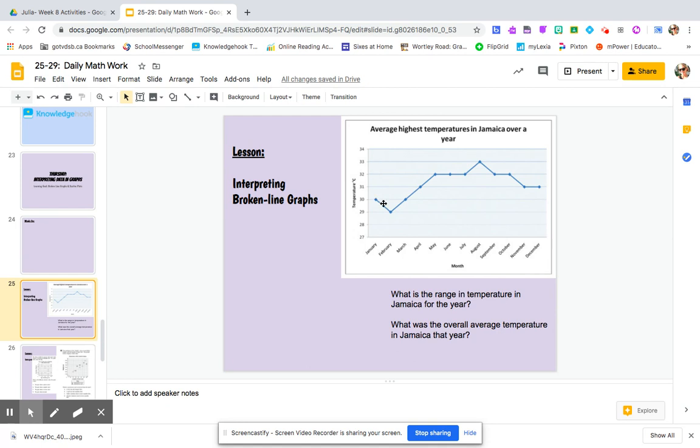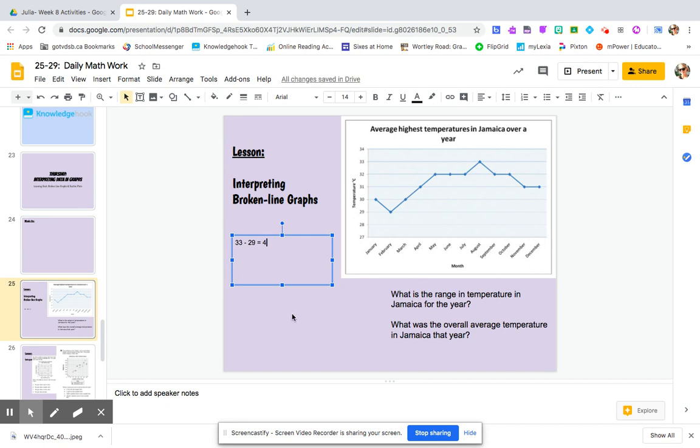Now, for this one, we would be able to then look at what is the range in the temperature in Jamaica over the year. So the range is always the smallest to the largest, or the largest to the smallest. What's the difference between those two numbers? So we can see the highest number it reaches is an average of 33 degrees Celsius, and we're going to subtract the coldest month, which is just 29 degrees Celsius. And we can see that the range in temperature only differs by 4 degrees.